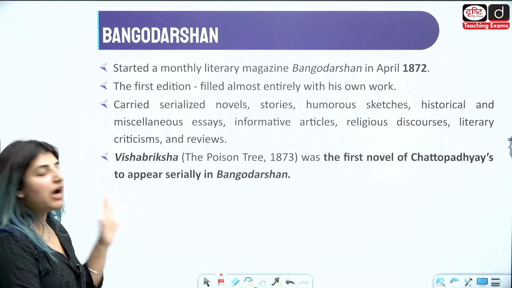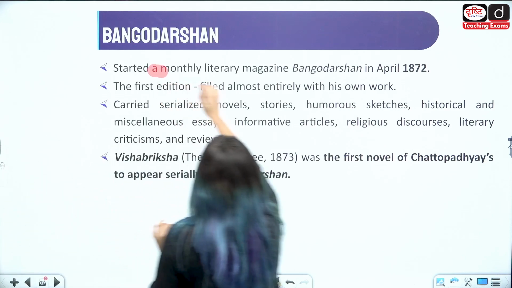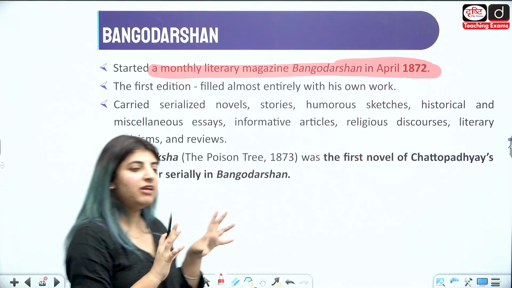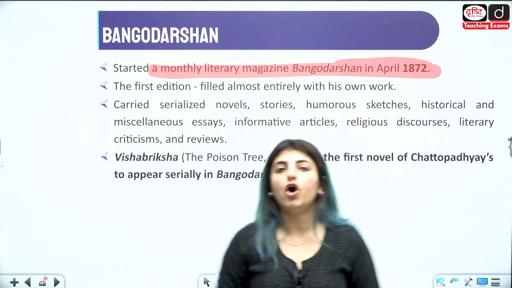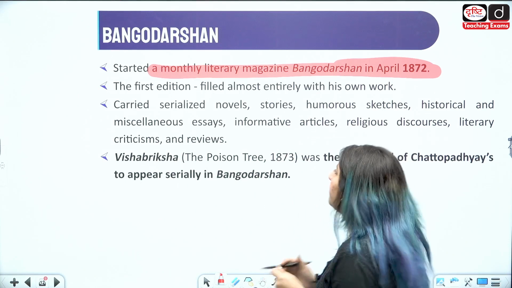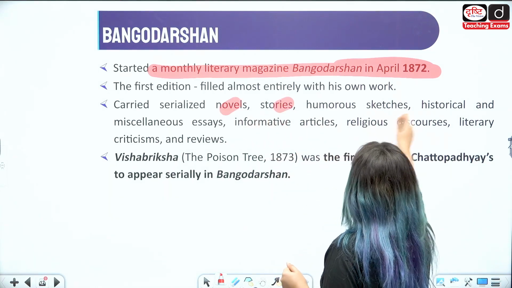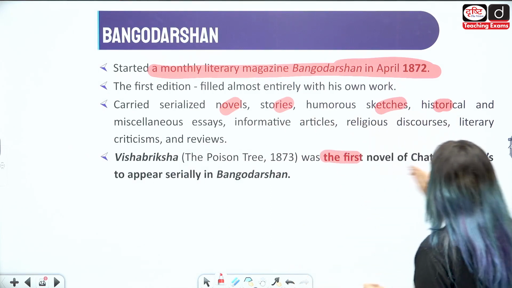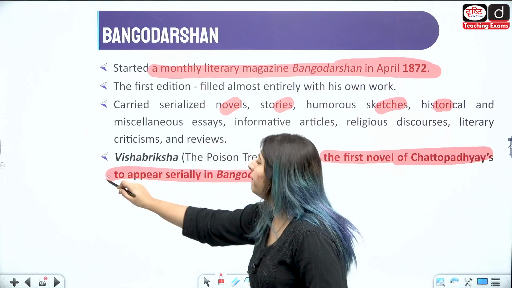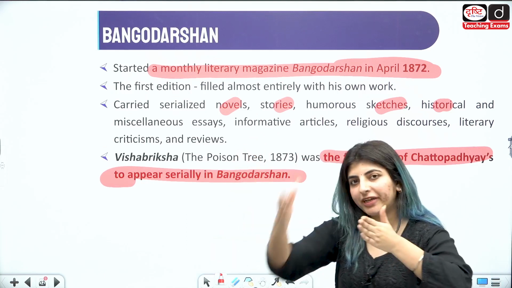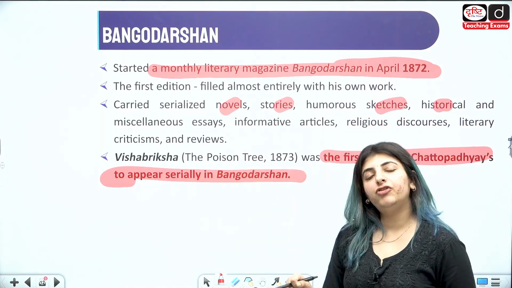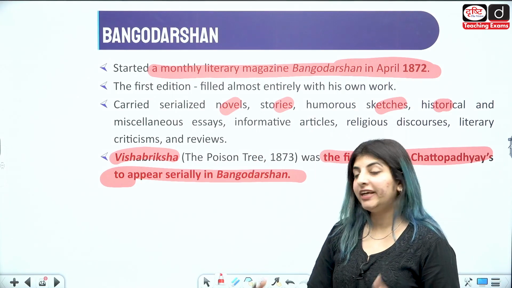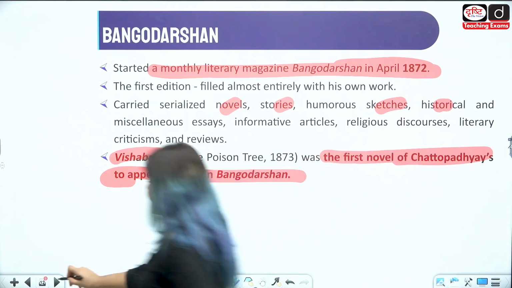Then we see Bang Darshan was a monthly literary magazine which started in April 1872, और इसमें majorly we see the works of Bankim Chandra Chatterjee being published, right? इसमें novel, stories, sketches, historical, all सारी चीजें आती थी, and majorly we see the first novel of Chattopadhyay to appear serially, मतलब तोड़ के serialized form में in Bang Darshan जो आई थी उसका नाम था Vish Briksh, which means if we translate it into English, the poison tree, right?